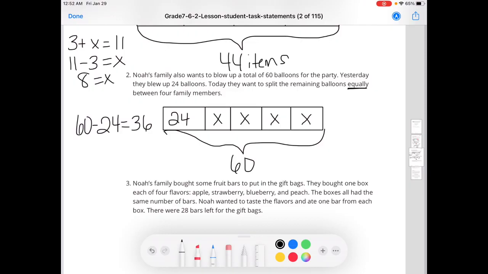And of those 36 balloons, I need to split those equally between 4 family members. So I just need to know how many balloons each family member will get. So there's 36 balloons, 4 family members. So that tells me that each family member will get 9 balloons. So my X equals 9.